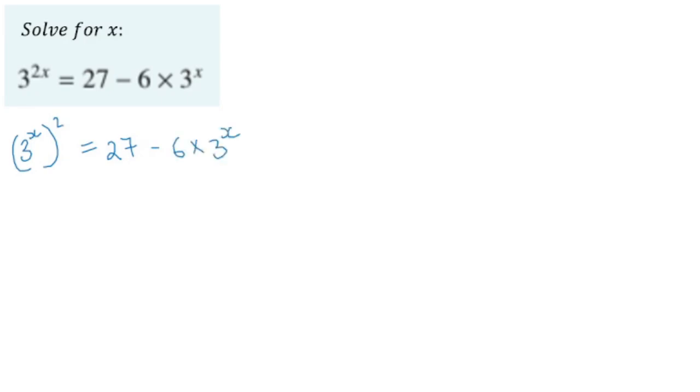And what you'll notice here is that this is like a quadratic function where 3 to the power of x can be a variable. So if we let y equals 3 to the power of x, we can rewrite this as y squared equals 27 minus 6 times 3 to the power of x, which is again just y.